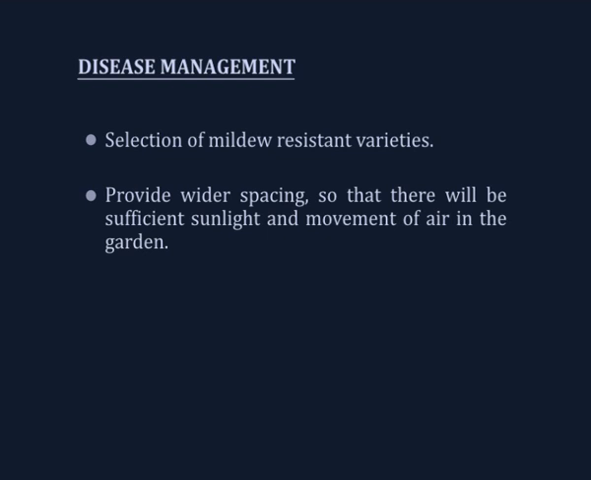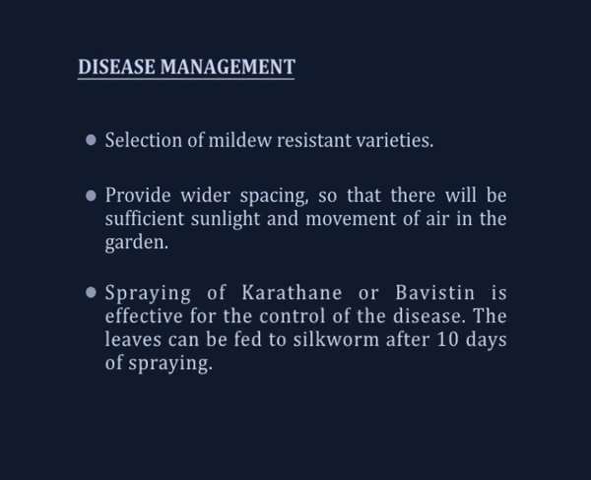Now let's see how to manage this disease. Selection of mildew resistant varieties. Provide wider spacing so that there will be sufficient sunlight and movement of air in the garden. Spraying of Karathane or Bavistin is effective for the control of the disease. The leaves can be fed to silkworm after 10 days of spraying.